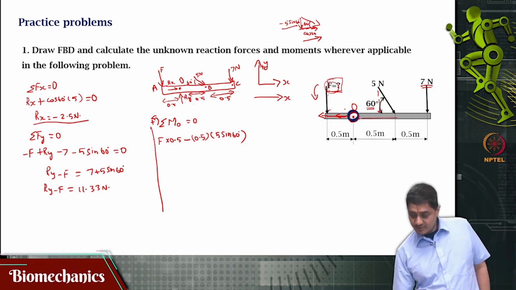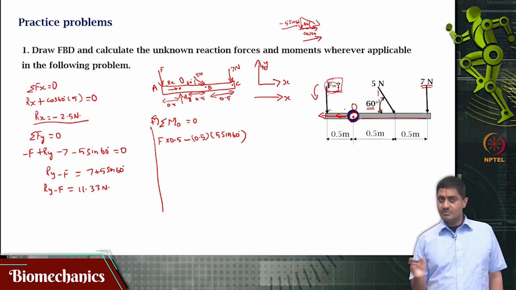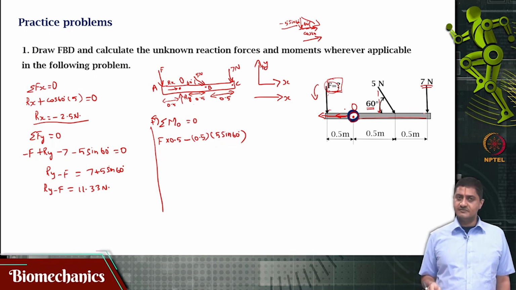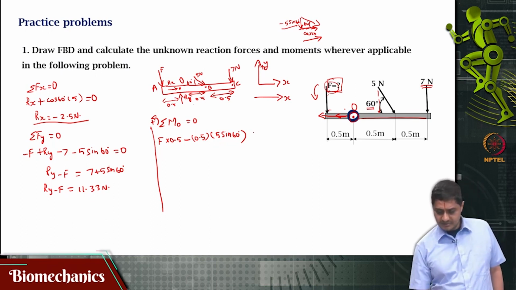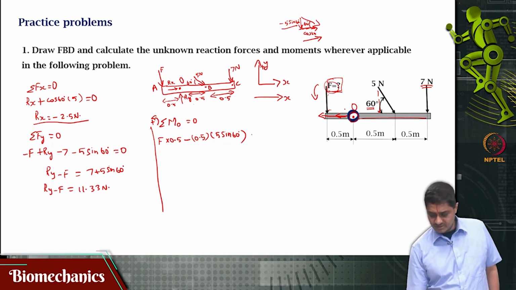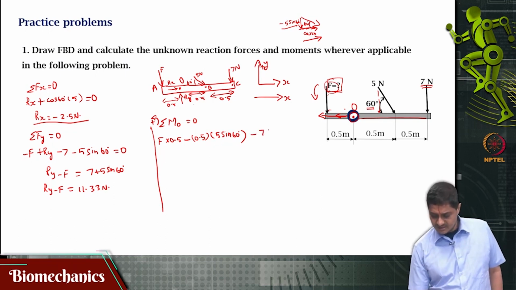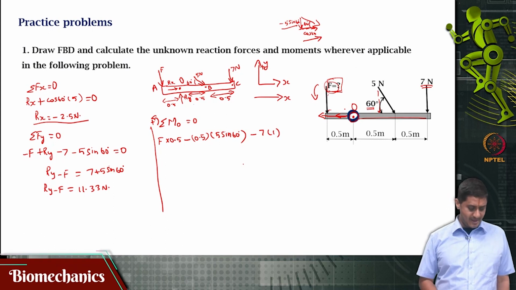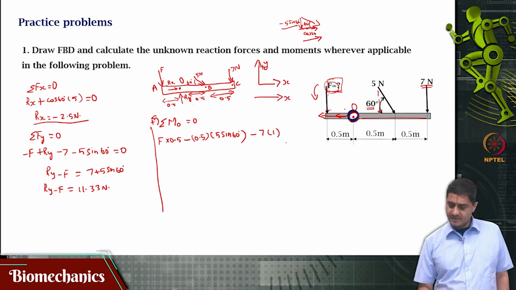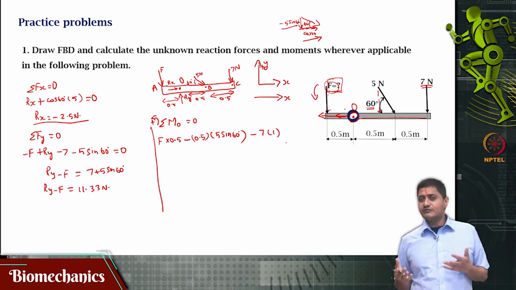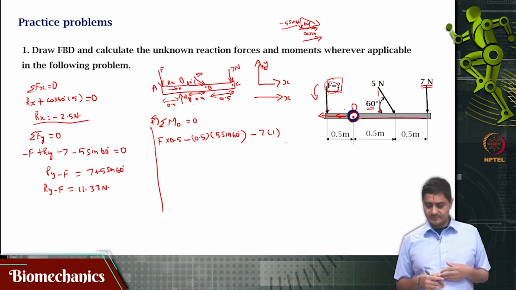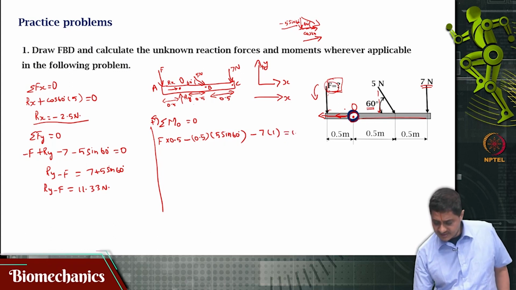And this 7 Newton will be causing a moment in the clockwise direction with a moment arm of 1 meter, and that will be a clockwise moment. So, that will be minus 7 times 1. Anything else? Is there any other force? The 5 Newton force in the x direction and Rx will not cause a moment. Okay. So, I am writing this as 0.